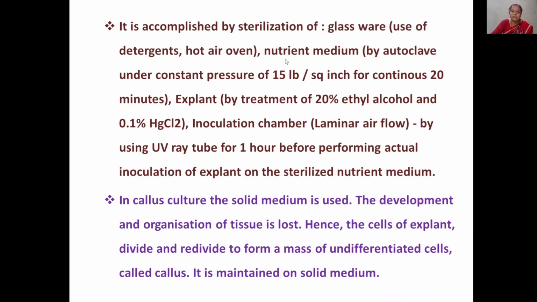Next, the nutrient medium is sterilized by autoclave under a constant pressure of 15 lb per sq inch for a continuous 20 minutes. Next, the explant is sterilized by treatment with 20% ethyl alcohol and 0.1% HgCl2. Next, the inoculation chamber is sterilized by laminar air flow, using a UV ray tube for 1 hour before performing the actual inoculation of explant on the sterilized nutrient medium.